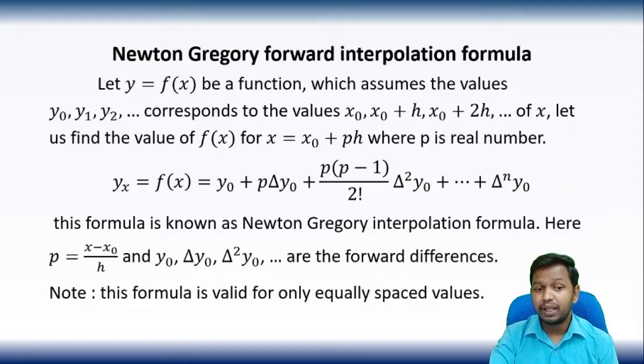Here p is calculated as x minus x0 divided by h. x is the point at which the function is to be calculated, minus the initial value, divided by the space between the intervals, and y0, delta y0, delta square y0 are the forward differences. Note, this formula is valid only for equally spaced values.